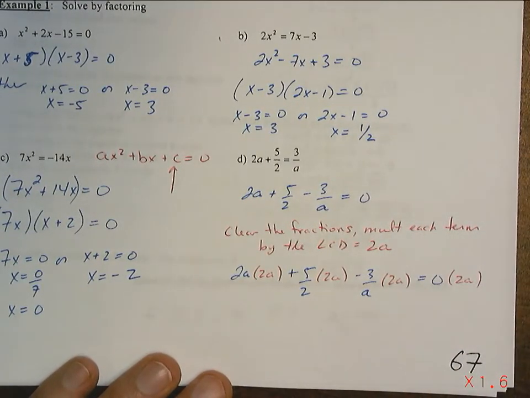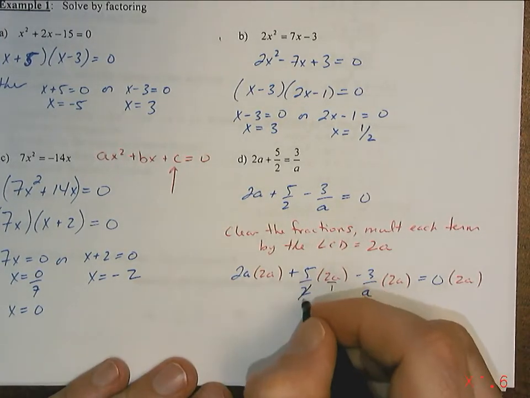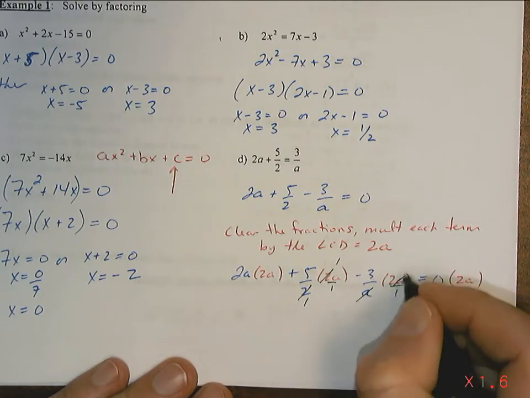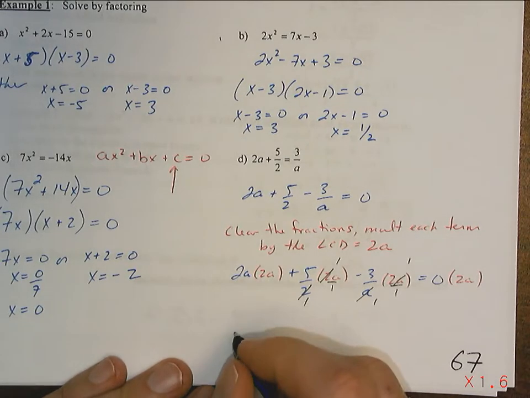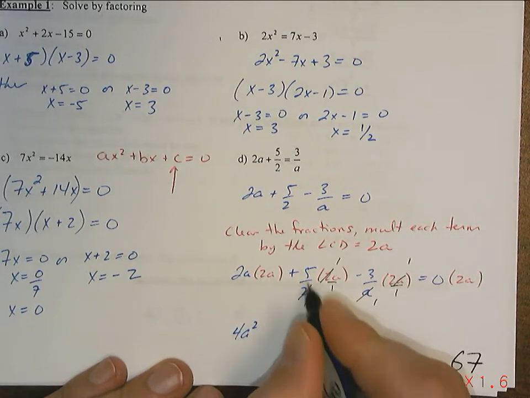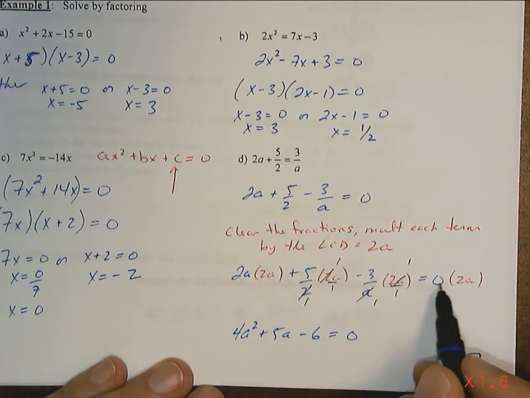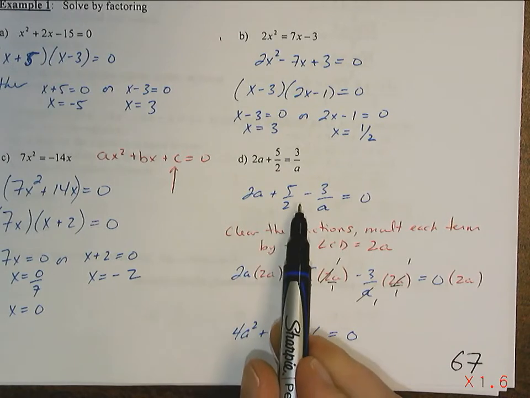Look what happens when I do this. See this 2a is actually over top of 1. We can reduce. See, this is over top of 1. This a and this a will reduce. What that leaves us with is a nicer equation. It's going to be 4a squared plus 5a minus 6 equals 0, because 0 times 2a is 0. That gives me a much nicer equation to solve than this one.